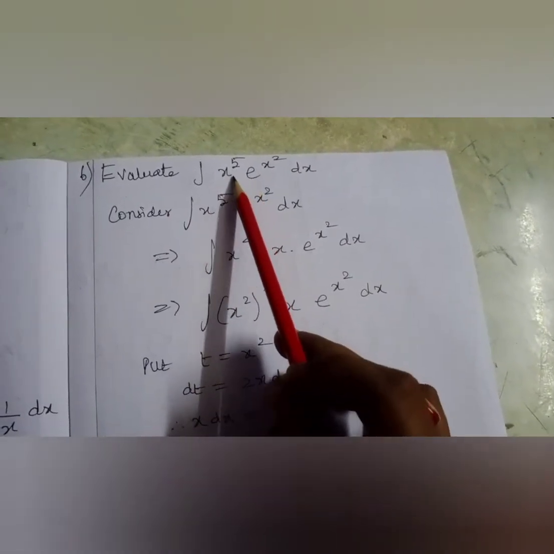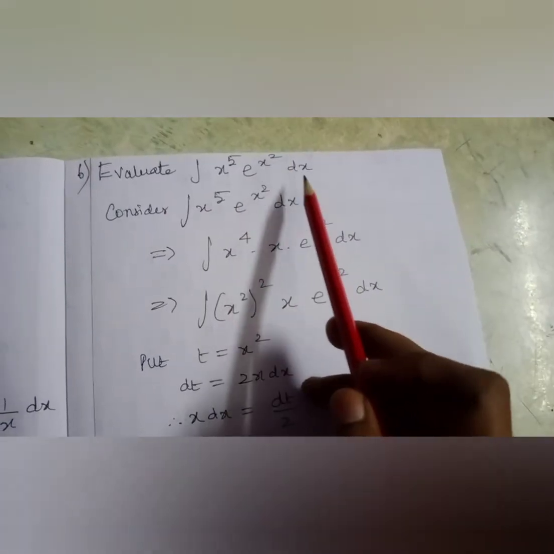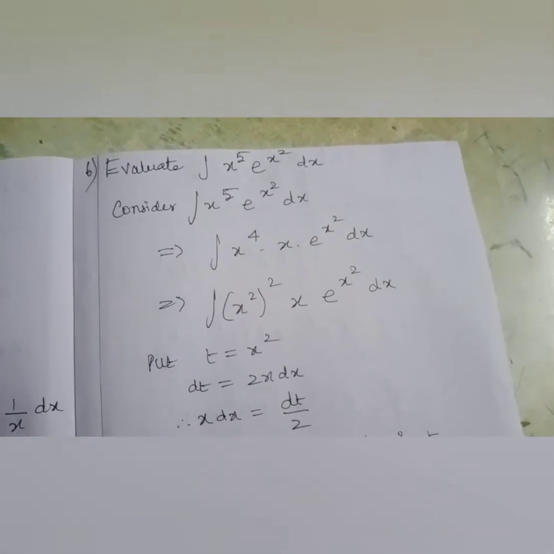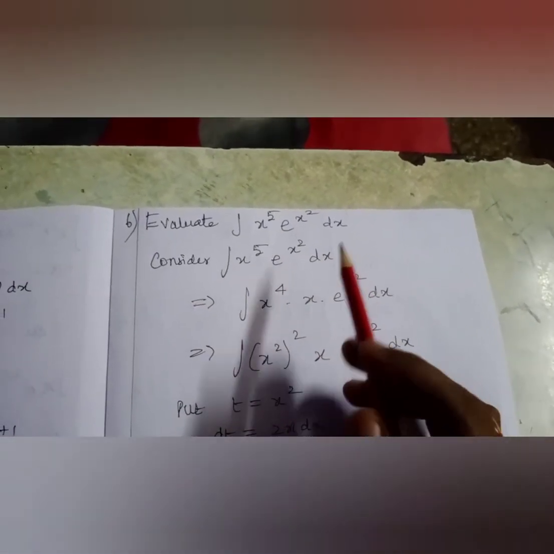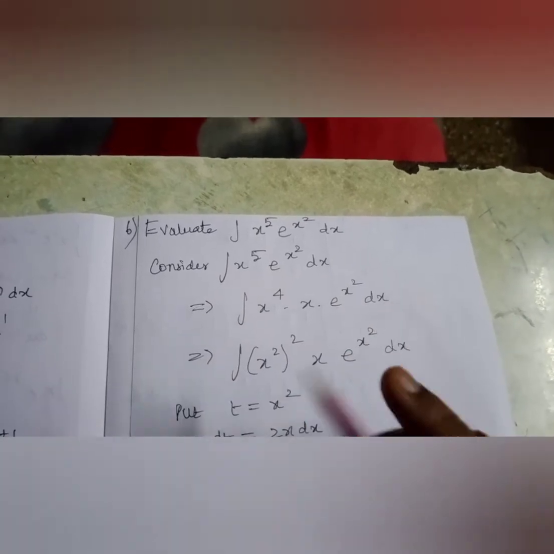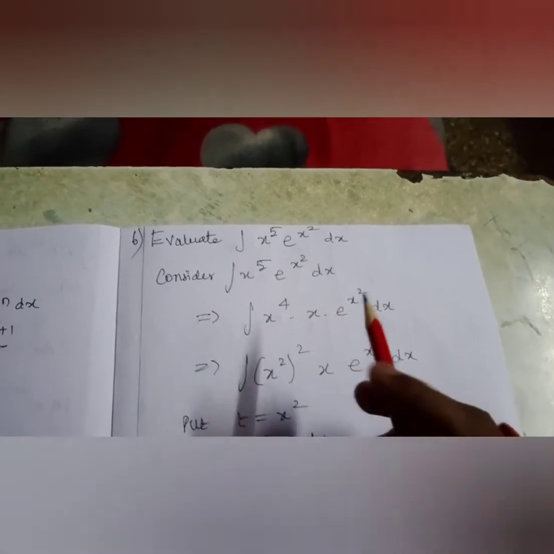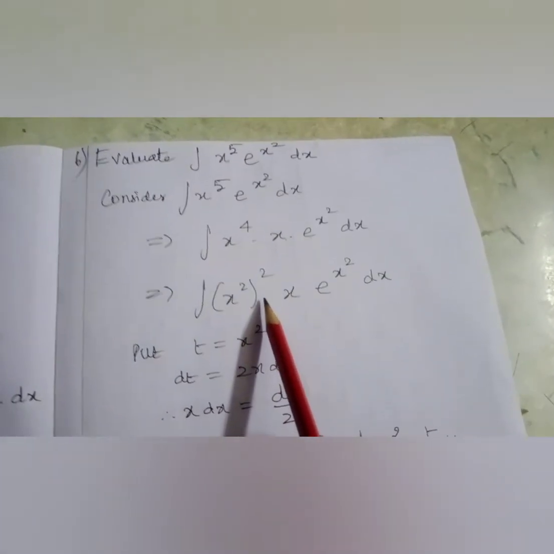Evaluate integral x power 5 e power x square dx. This is also a very important 5 mark sum. This cannot be integrated without the substitution method. We will be using two different methods here, substitution as well as integration by parts. So first we'll split this x power 5 as x power 4 into x into e power x square, so that we can use the substitution method.